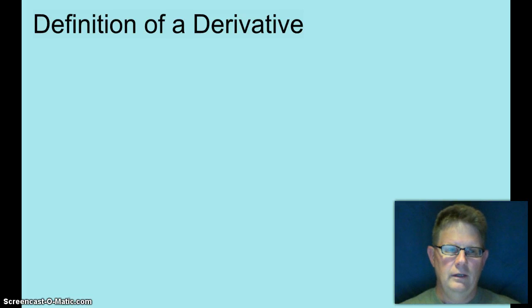So let's go ahead and talk about slope, because that is all about what a derivative is. It's a slope of a line. You're finding the slope of a line that is tangent to a curve. So let's go ahead and move on to the next screen and we'll do a little bit more talking.